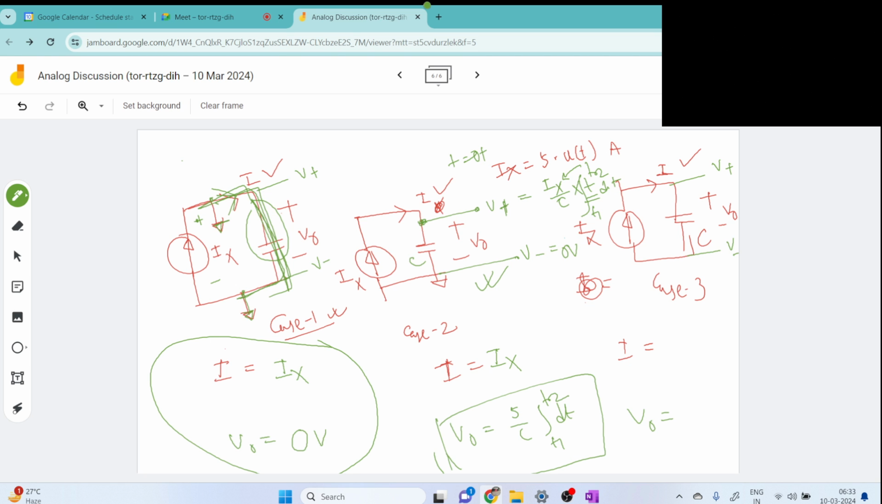Now comes case 3. What will be the case? Similarly, the current will be Ix. It doesn't need any voltage across it to make the current Ix. So this will be 5 ampere.